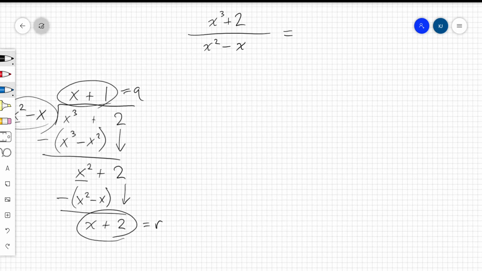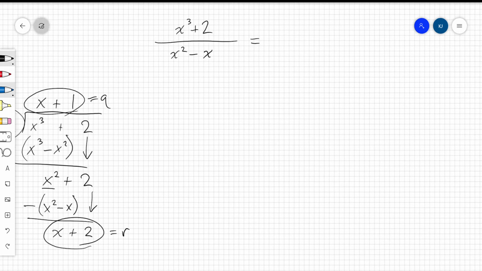Now remember that whenever you have a quotient and a remainder, that means that you can split this original expression into the quotient, which is x plus 1, plus the remainder, which is x plus 2, divided by the x squared minus x, because this remainder, x plus 2, hasn't yet been divided by the x squared minus x. So we can split like this, and now this is something that we can use partial fractions on. So for this x plus 2 over x squared minus x, now we can use partial fractions on that.